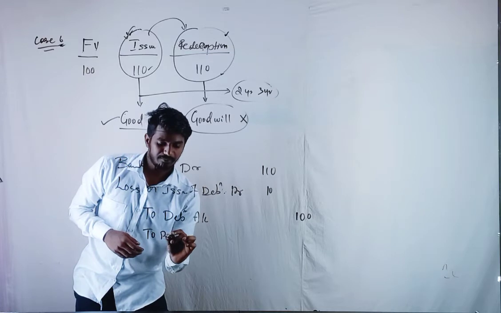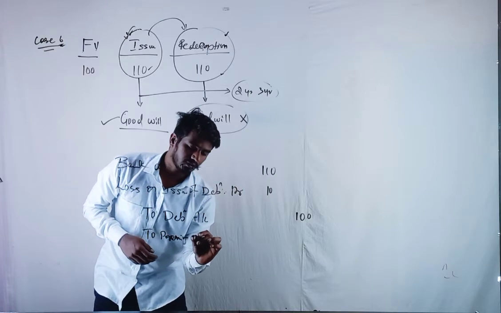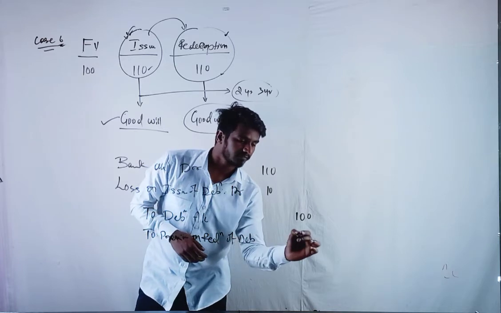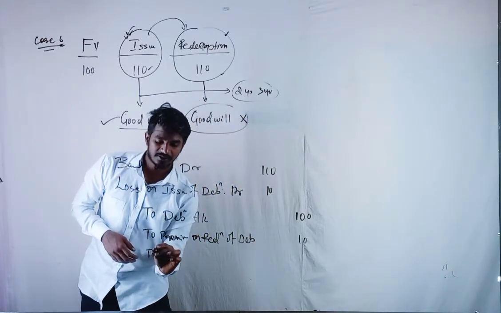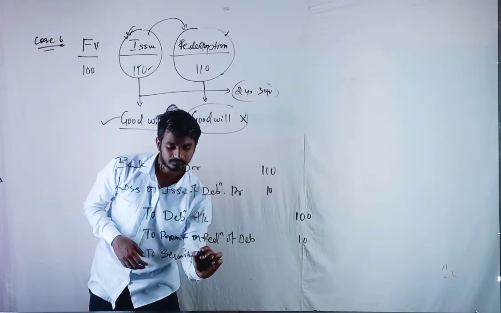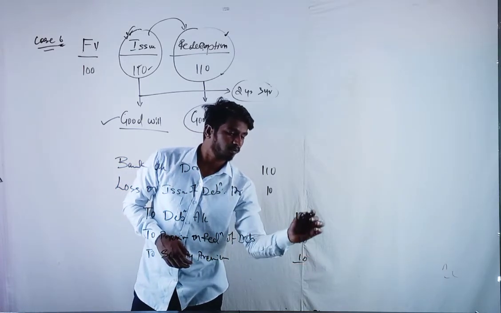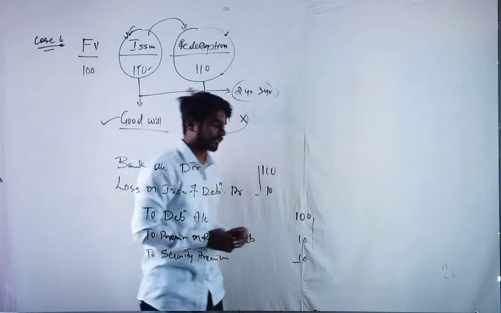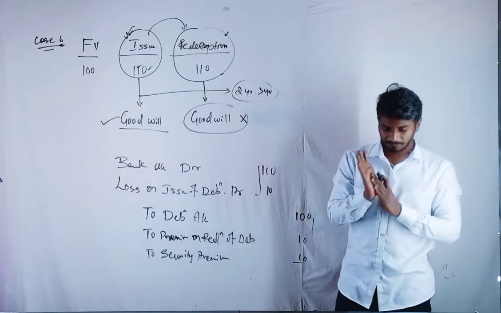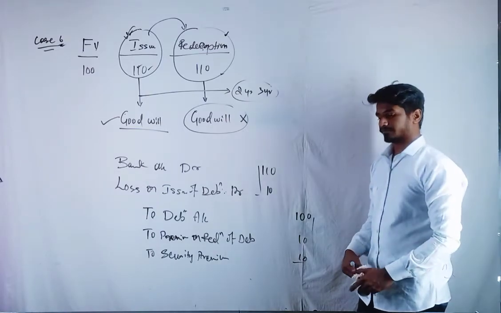To premium on redemption of debenture, 10 rupees. And we have security premium, right? Security premium of rupees 10. 120. 120. Is that balancing? Yes. Your case number 6 is done. Let us move. Take down the solution and question.